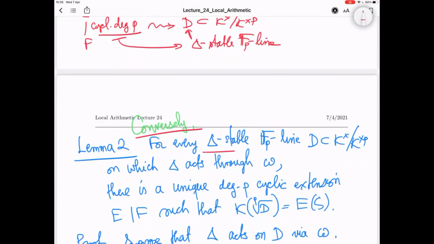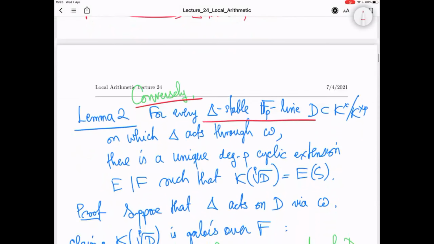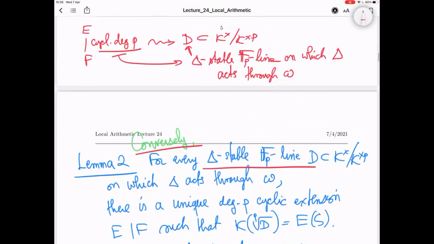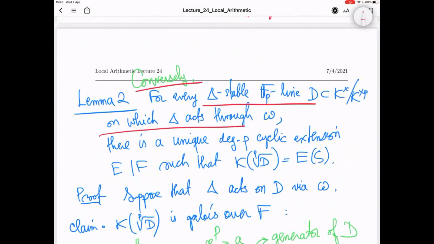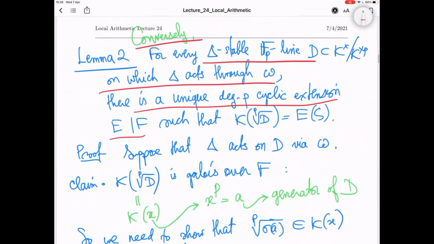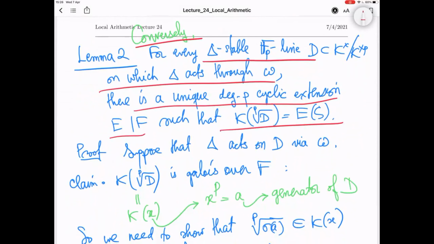Conversely, if we have a delta stable FP line D on which delta acts through omega, then there's a unique degree P cyclic extension E over F such that K root P of D, which is a cyclic extension of K, is obtained from E by just adjoining a primitive pth root of unity. So now we have to prove this converse.